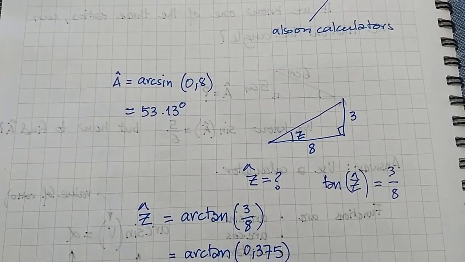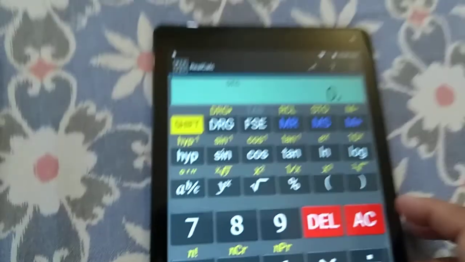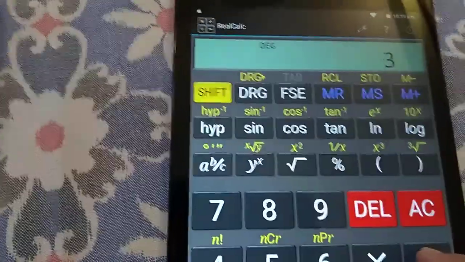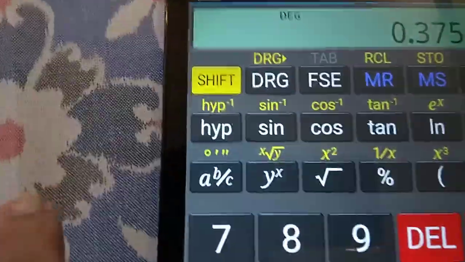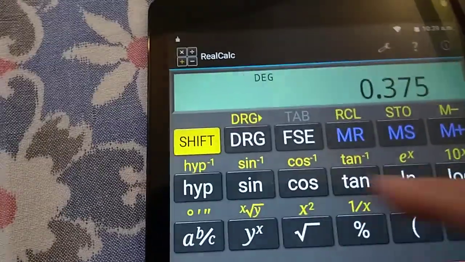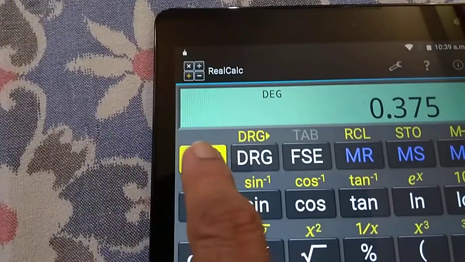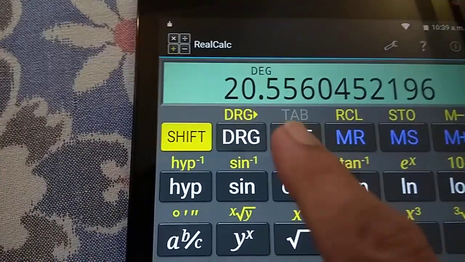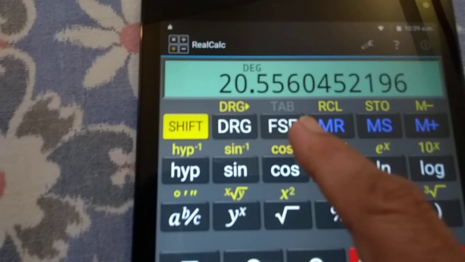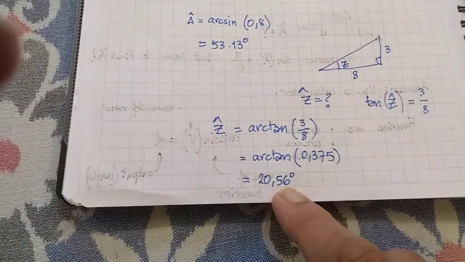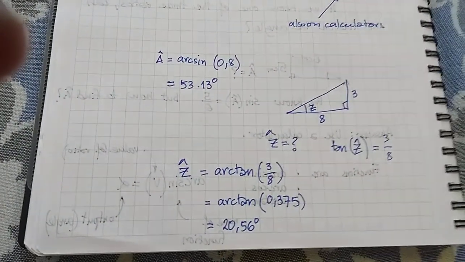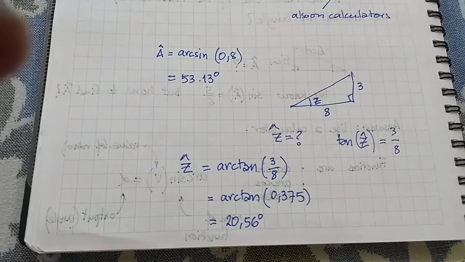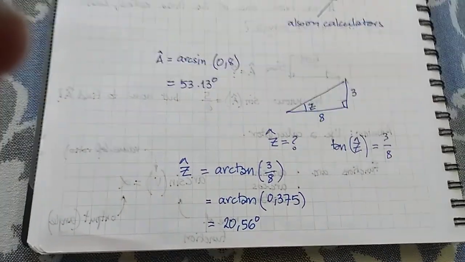3 over 8 is 0.375, but we can confirm that. I'll do 3 divided by 8 equals, there we are, 0.375, and we have to take arctan this time. So I do shift, tan, and it gives me 20.556 degrees, which I'm rounding to 20.56 degrees, and that's what I have written here. So this is the end of the lesson. All I have taught you is how to use a calculator, if you know one of these 3 ratios, to find out the angle.